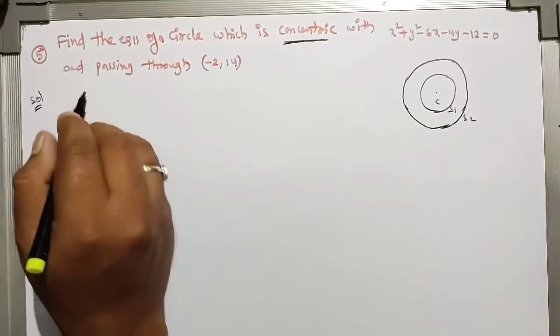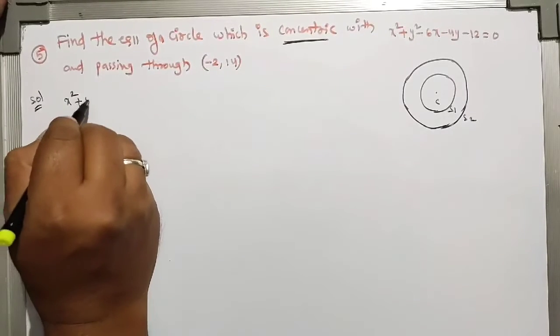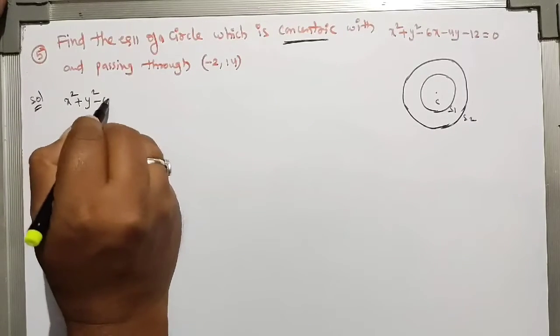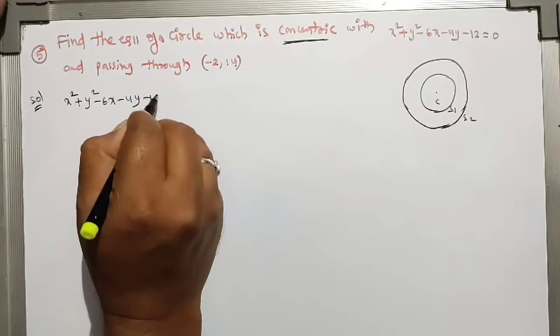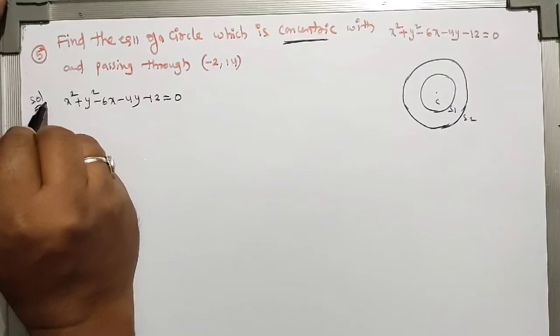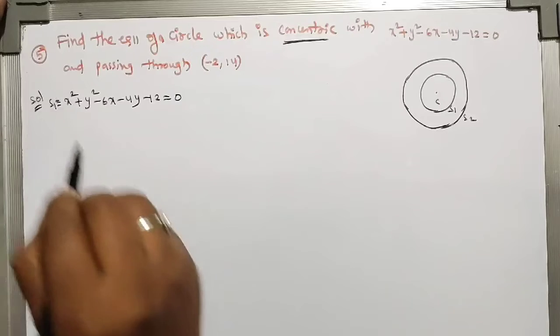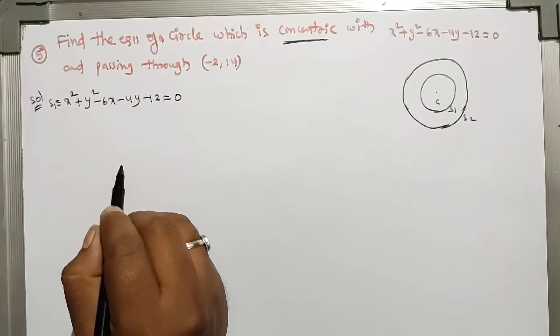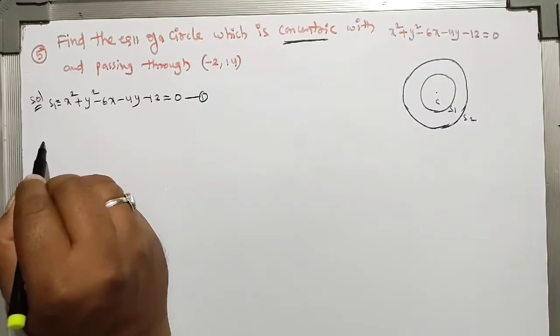S1 is the circle equation 1. That is x square plus y square minus 6x minus 4y minus 12 is equal to 0. This is S1, the circle equation 1. So now take it as the equation 1, and here take S2.